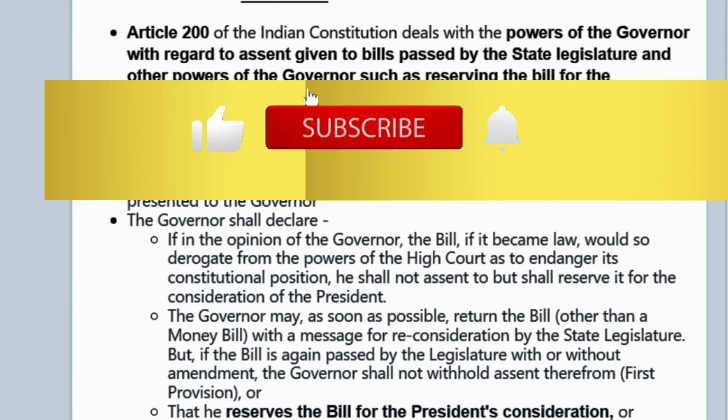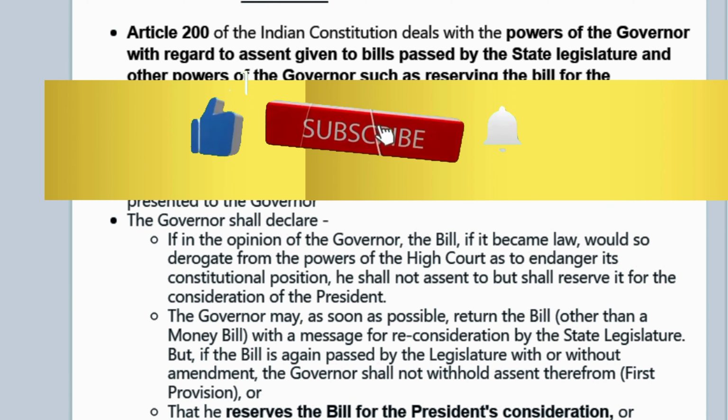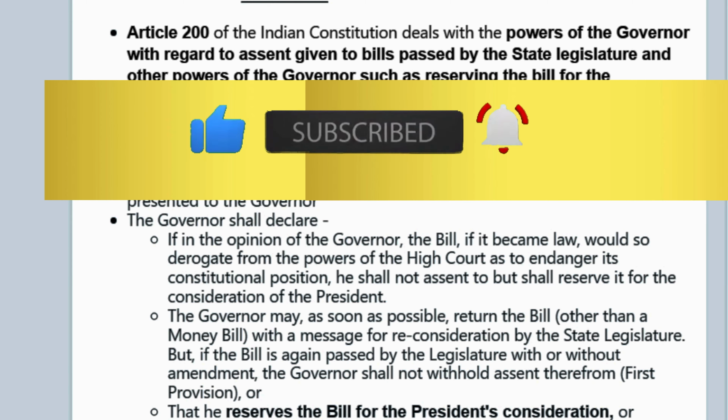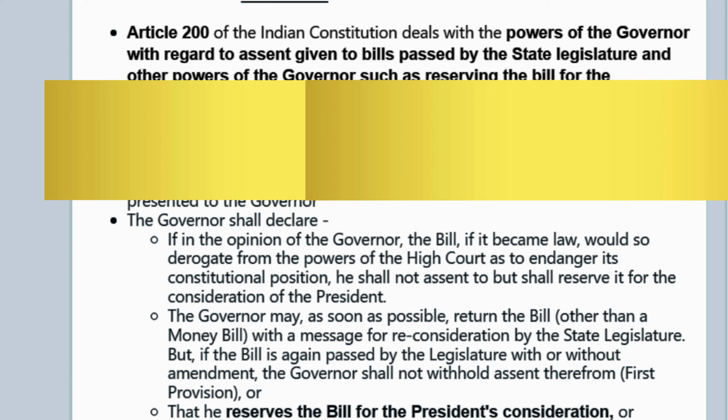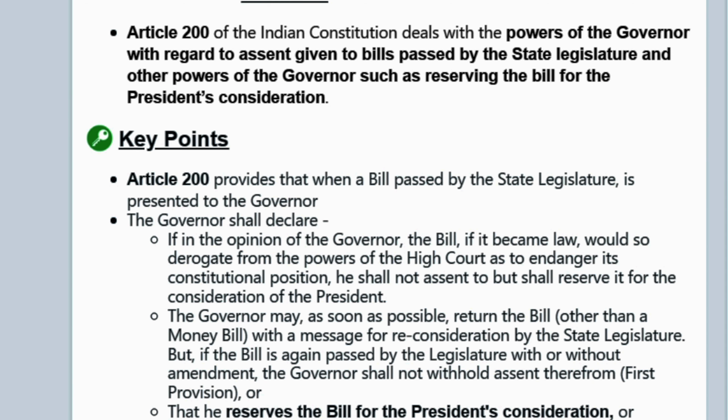Article 200 of the Indian Constitution deals with the power of the Governor with regard to assent given to bills passed by the state legislature, and other powers of the Governor such as reserving the bill for the President's consideration. Key points: Article 200 provides that when a bill passed by the state legislature is presented to the Governor.